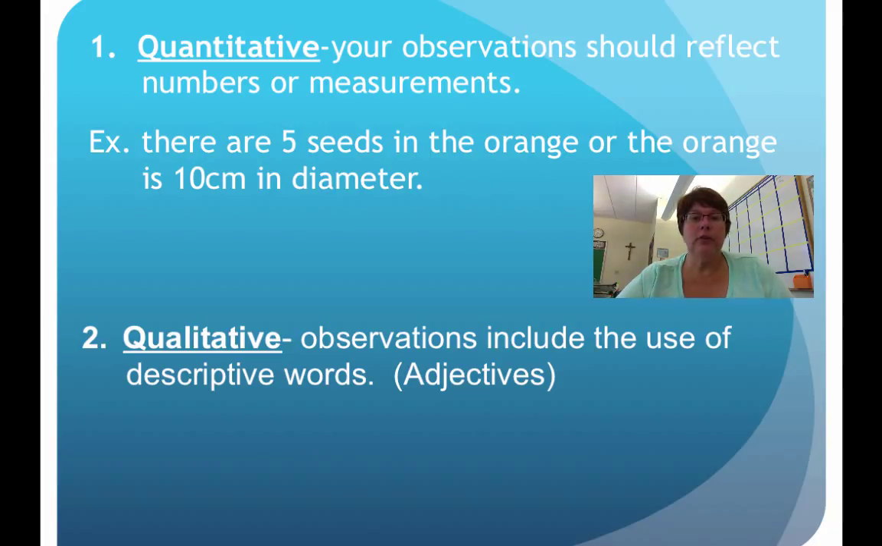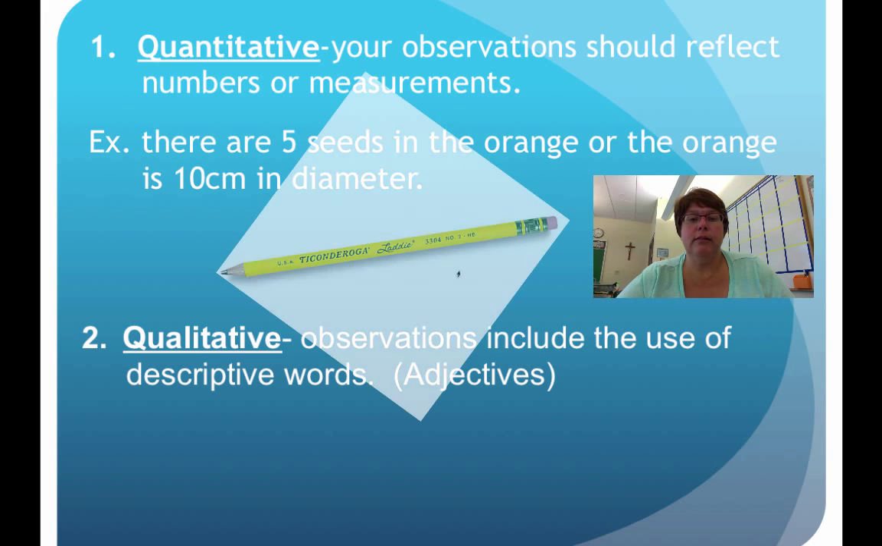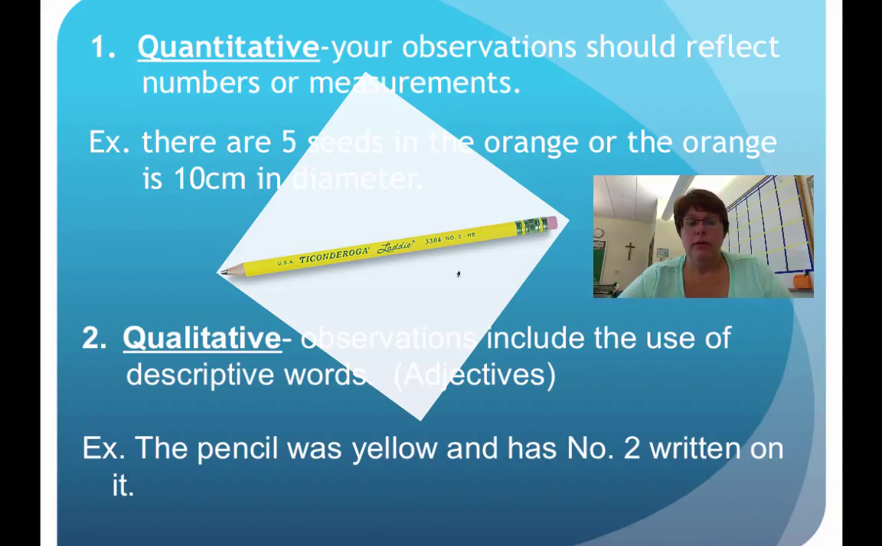Your observations also need to be qualitative. They are observations that include the use of descriptive words or adjectives. Things like the color blue, or a sound they make, or their size. The object is approximately the same size as a mouse. Or for example, the pencil was yellow and has number 2 written on it. Those are things that are describing the pencil. Again, you want to make sure to include as many as you can, and they don't necessarily need to be in complete sentences.